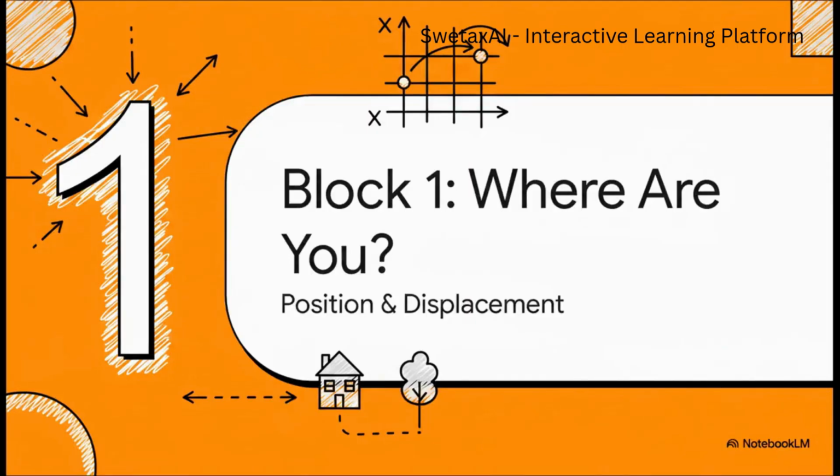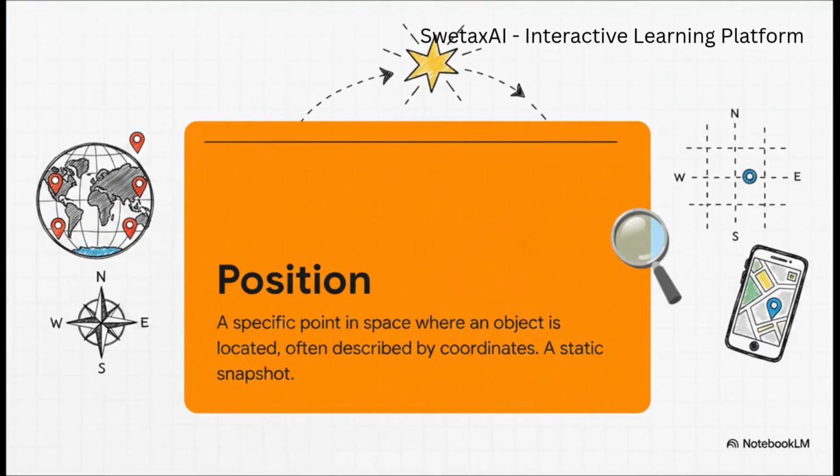Our very first building block: figuring out where something is. Inside this block, we've got 2 key ideas that sound kind of similar, but are actually super different: position and displacement. Everything kicks off with position. This is basically an object's exact address in the universe at one specific moment. You can think of it like dropping a pin on a map or reading out some GPS coordinates. It's a snapshot in time.